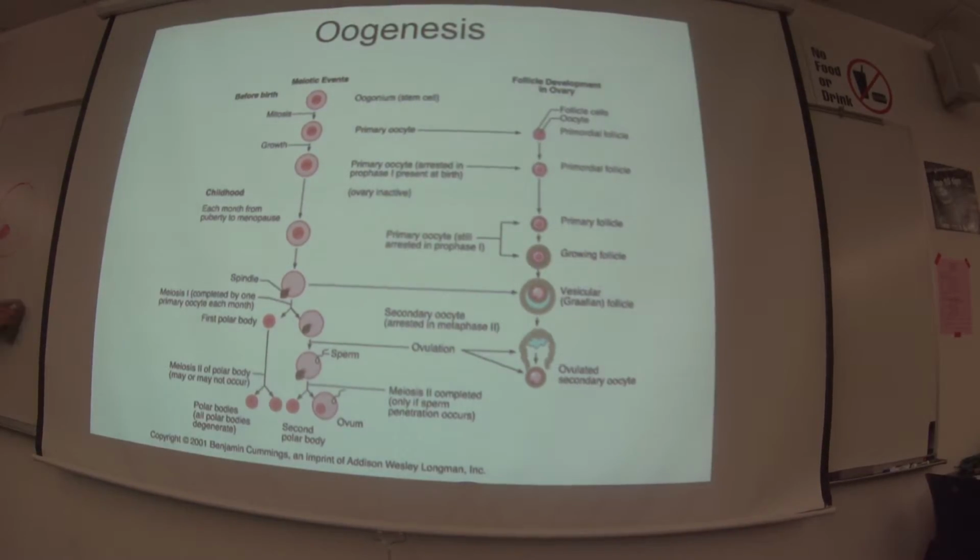Once FSH shows up, those little flat cells turn into, we draw just a bunch of cuboidal cells that surround this cell. And once these cells are cuboidal, we call it not a primordial follicle, but a primary follicle. So they look at least like this. Primary follicles are going to get bigger, but this is the smallest primary follicle, one simple layer of cuboidal cells. And again, it was follicle stimulating hormone that caused that change.